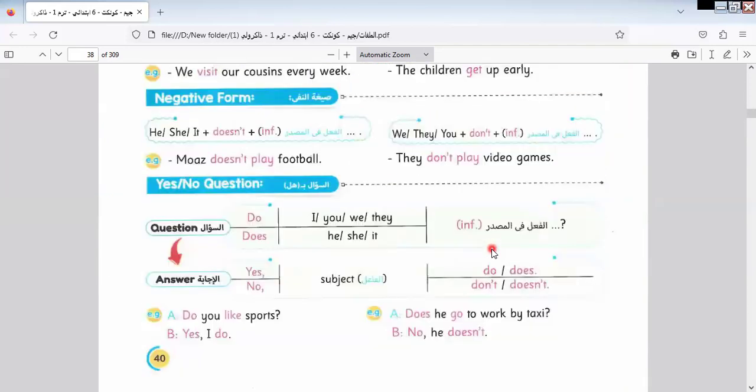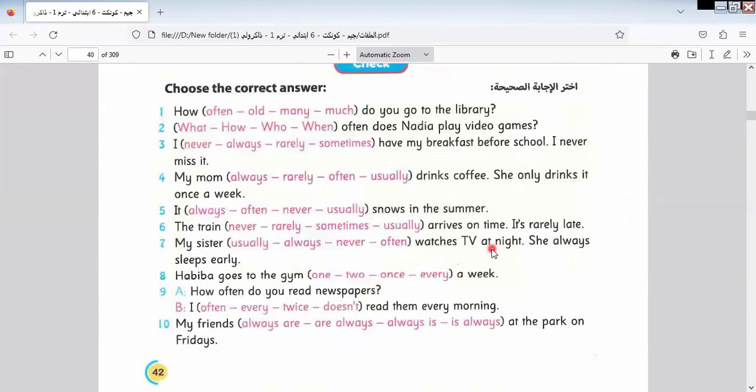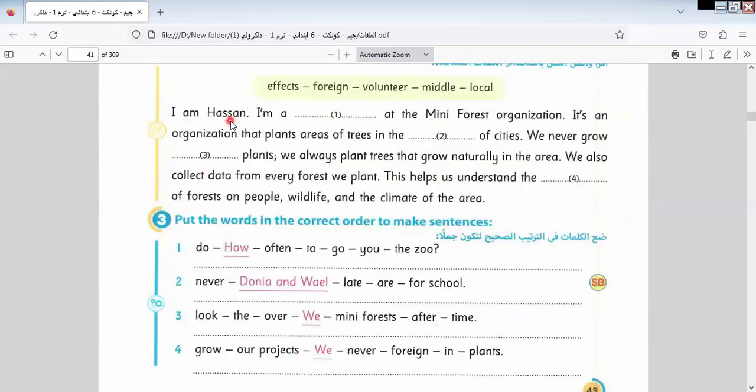Let's go to another one. So here I will repeat this text again. I'm Hassan. I'm a volunteer at the Many Forest organization. It's an organization that plants areas of trees in the middle of cities. We never grow foreign plants.